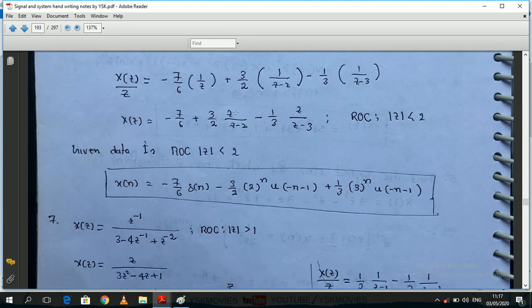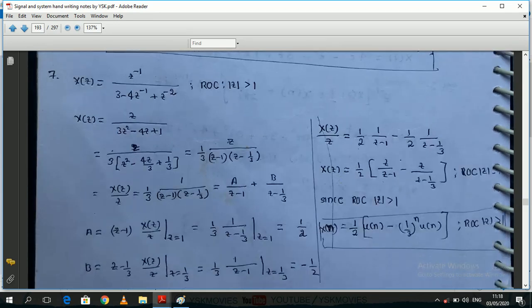Finally we got x of z equal to minus 7 by 6 plus 3 by 2 z by z minus 2 minus 1 by 3 z by z minus 3. You know the formula: z by z minus a means u of n, the unit step. But one thing, you cannot put u of n because this is a left side sequence. That's the reason it is u of minus n minus 1. Here the constant is delta of n. This is z by z minus 3, again u of minus n minus 1. This is the total time domain signal, the inverse of x of z.